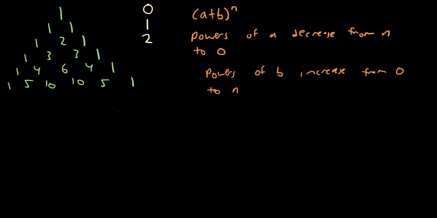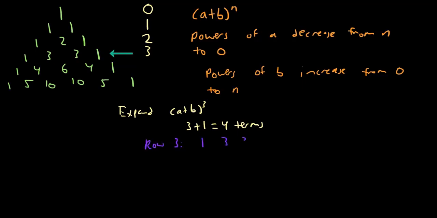For our next example, we're going to expand a plus b to the power of 3. And so we're going to have 3 plus 1 terms, which is going to equal 4 terms when we expand this. So n equals 3, so we're going to look at the third row of Pascal's triangle, which is this row right here. Because again, it starts at 0, 1, 2, 3. So the third row is going to be 1, 3, 3, 1. And those are the coefficients for when you expand this.